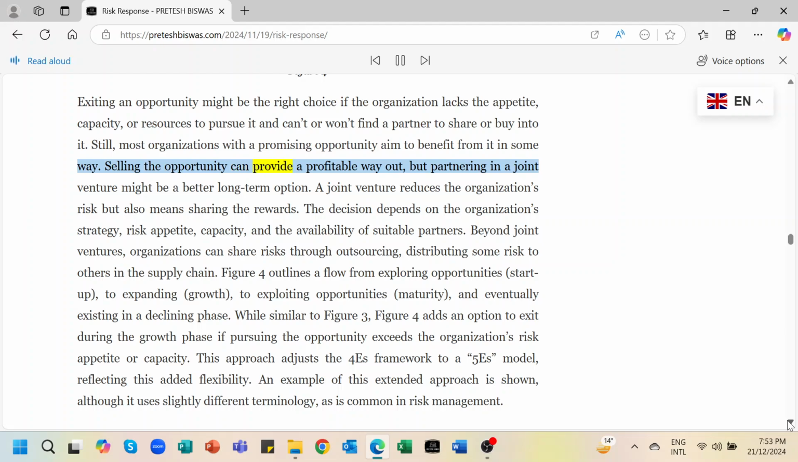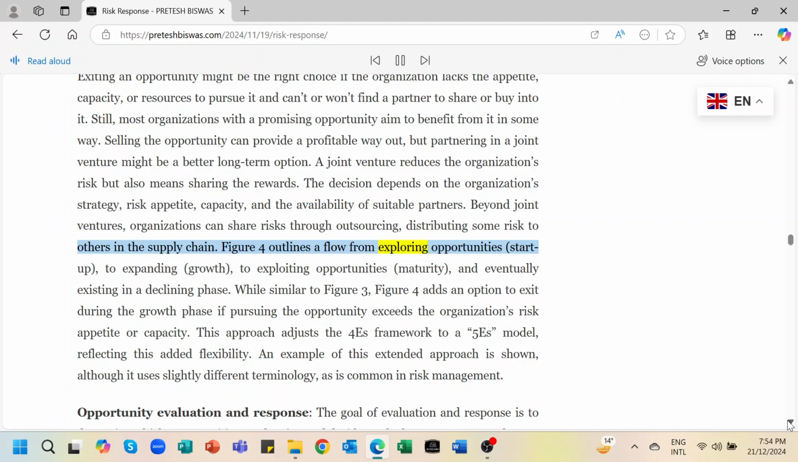Selling the opportunity can provide a profitable way out, but partnering in a joint venture might be a better long-term option. A joint venture reduces the organization's risk, but also means sharing the rewards. The decision depends on the organization's strategy, risk appetite, capacity, and the availability of suitable partners. Beyond joint ventures, organizations can share risks through outsourcing, distributing some risk to others in the supply chain. Figure 4 outlines a flow from exploring opportunities, startup, to expanding growth, to exploiting opportunities, maturity, and eventually existing in a declining phase.